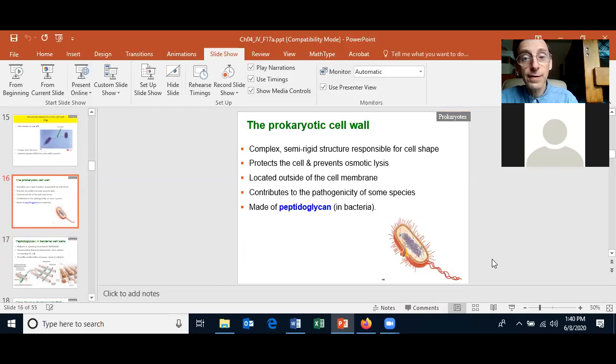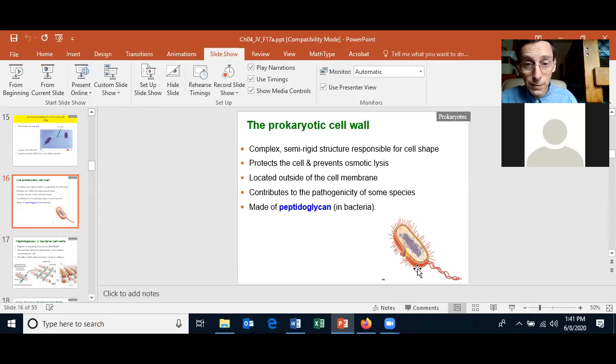All right. If there's no questions, let's talk about the cell wall in additional detail. The prokaryotic cell wall is complex. It's a semi-rigid structure responsible for the cell shape, meaning the plasma membrane doesn't give the cell a shape because it's fluid, soft, fragile. All of those terms can be used, as well as thin. The prokaryotic cell, if it has a shape, which usually they do, that shape is because of the cell wall giving it that shape. The cell wall, besides being semi-rigid structure and giving the cell a shape, also protects the cell and helps prevent osmotic lysis.